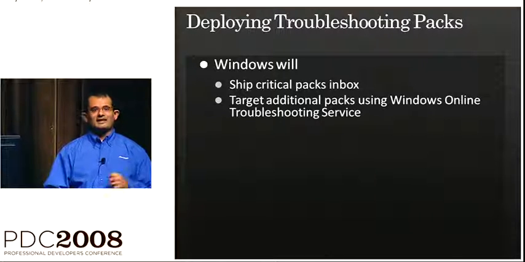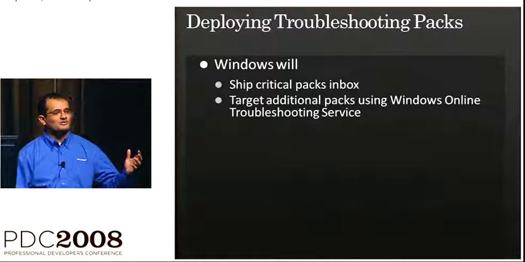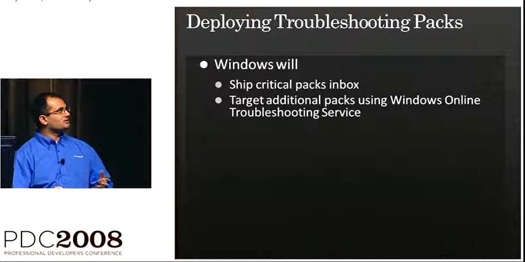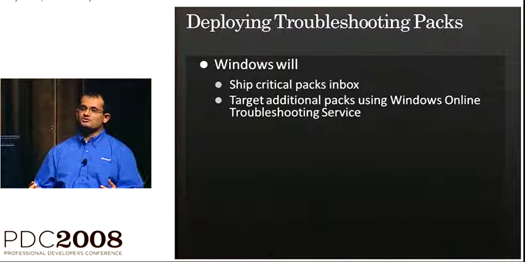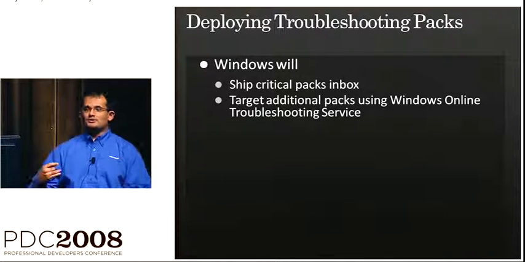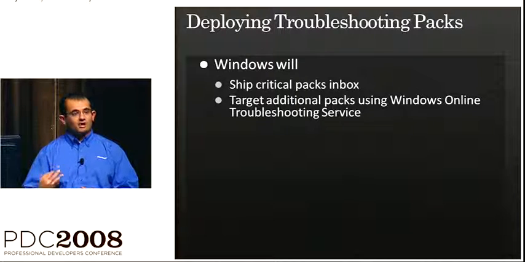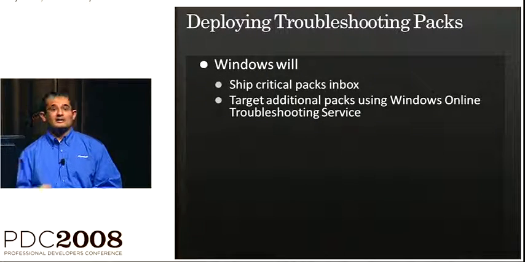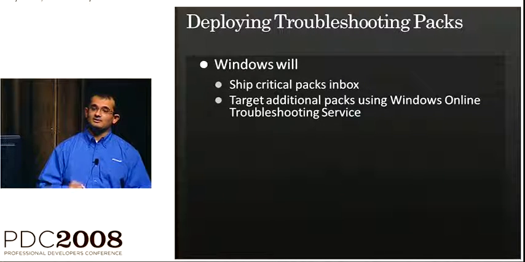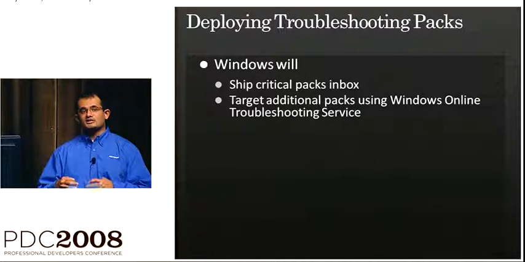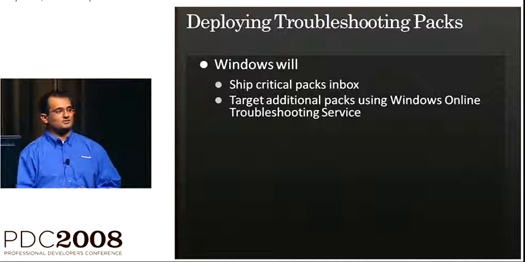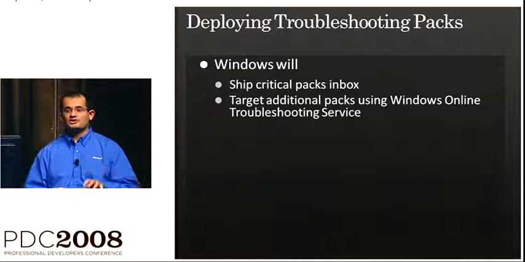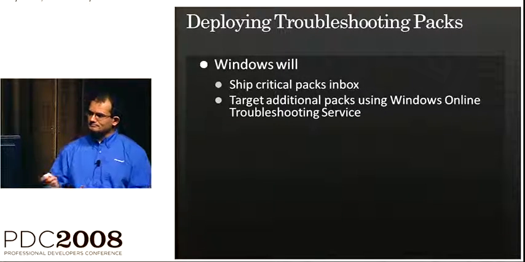Now, we understand that we can't actually foresee all problems that we will encounter. And so what we will do is we have this thing called the online troubleshooting service. After Windows 7 ships, if we need to react to new problems, we can post troubleshooting packs on this online service. And in addition to that, we can actually target machines through this service. So I can now say, you know what, this pack only works for x86 architecture. So it will only go to those users that are actually running x86.